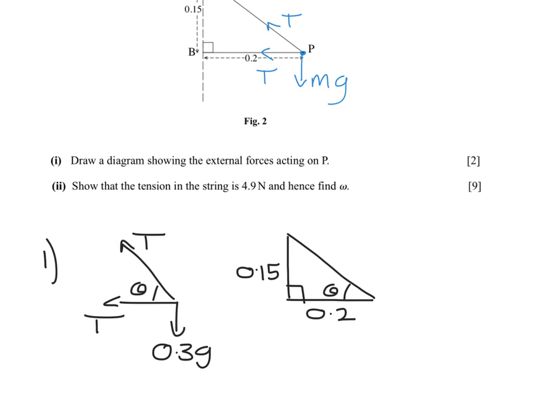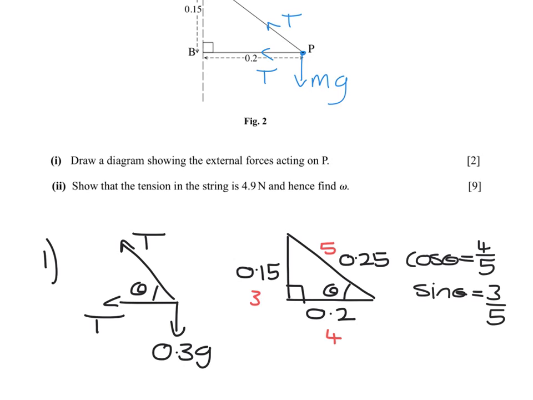What I can notice in here is this is related to the 3, 4, 5 triangle for Pythagoras, and I note that this is going to be 0.25. If you don't notice it's a 3, 4, 5 triangle, then you can use Pythagoras to work out the hypotenuse. But once we've worked out all three sides, I can state that the cosine of theta is the adjacent over the hypotenuse, and the sine of theta will be the opposite over the hypotenuse.